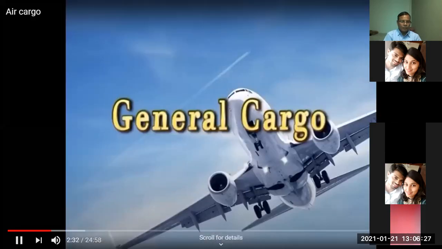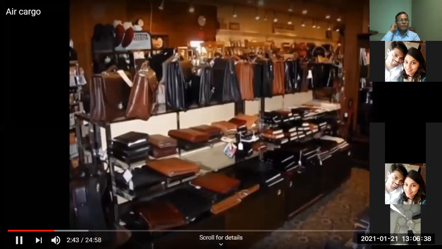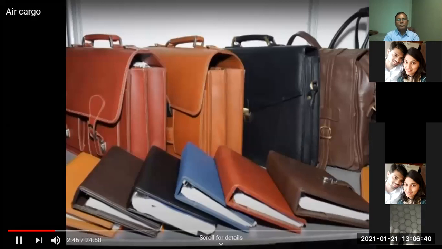Types and nature of cargo. The following are the different types of cargo and its nature. First one is general cargo. This type of cargo does not need any special attention. Cigarettes, engineering goods, machinery, leather goods, etc. come under general cargo. General cargo has to be packed and labeled properly, indicating the details of destination, number of pieces, etc.